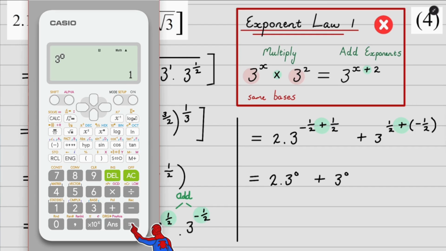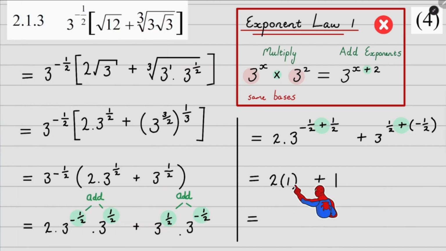And the calculator concurs with me, it also gives me 1. Check this out. If I change this to 7 to the power of 0, guess what it's going to give me? A crispy little 1. Okay, so let's change these to 1s. And 2 times 1 is just 2. And 2 plus 1 will give me 3.